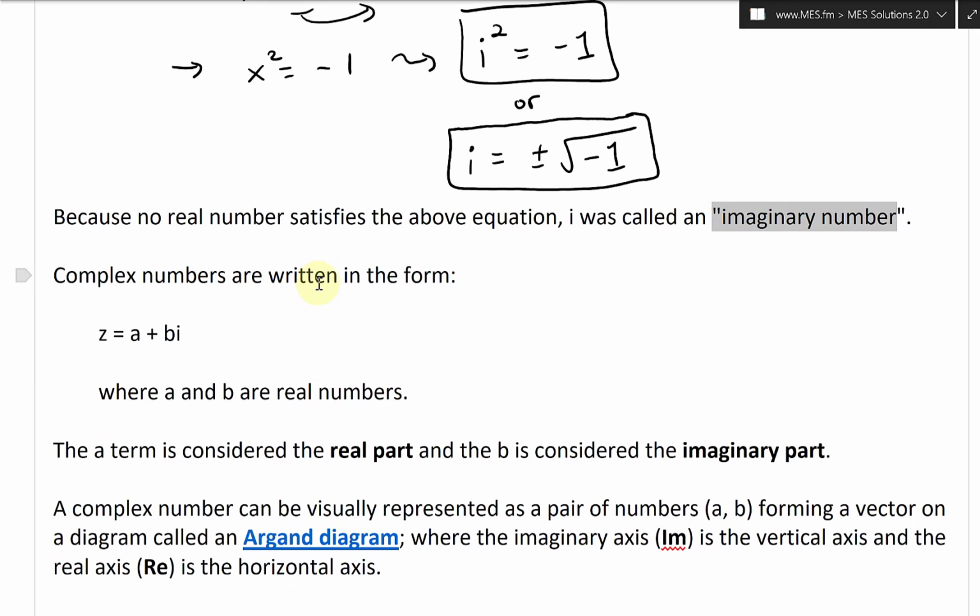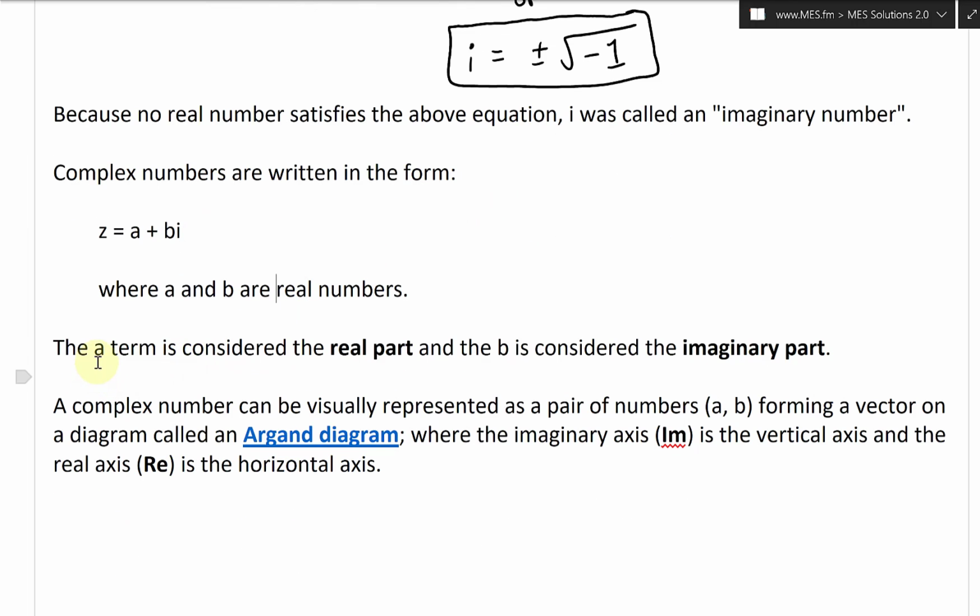So complex numbers are written in the form z equals a plus bi, where a and b are real numbers and I is that imaginary unit. The a term is considered the real part, and the b term is considered the imaginary part.